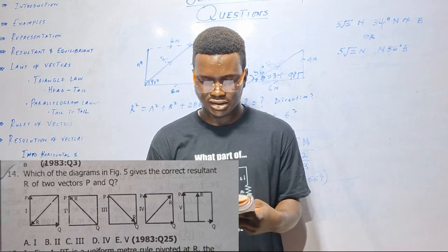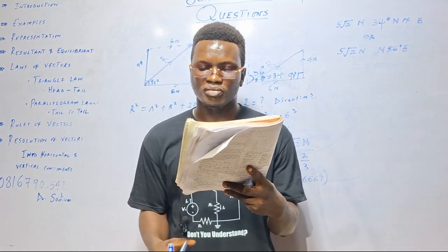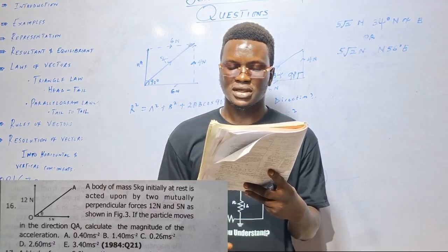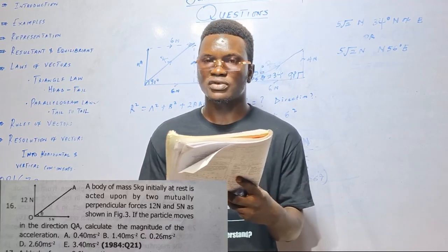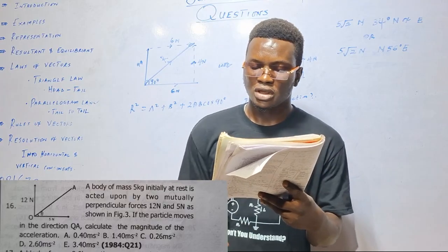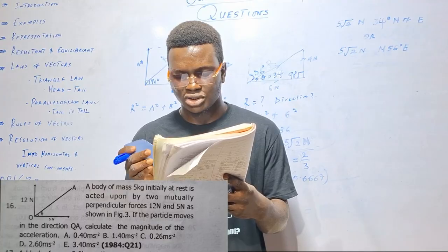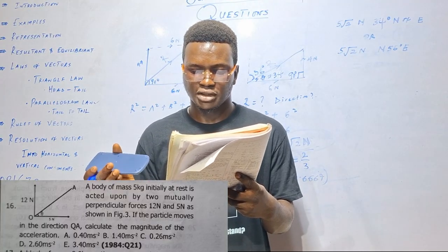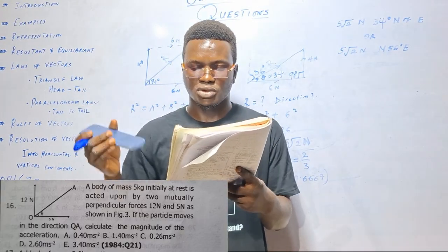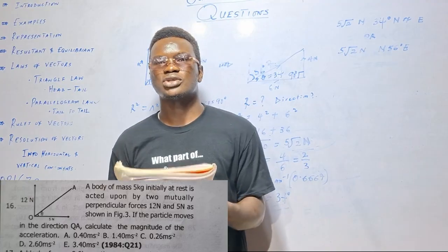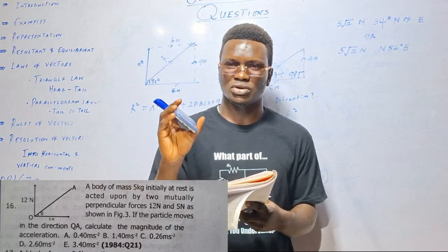So number 16. A body of mass 5 kg initially at rest is acted upon by two mutually perpendicular forces, 12 Newton and 5 Newton, as shown in figure 3. If the particle moves in the direction QA, you can't see Q, but let's assume that from that origin, that is QA. Calculate the magnitude of the acceleration. So we want to know the acceleration, and the acceleration has to go in the direction of the force.